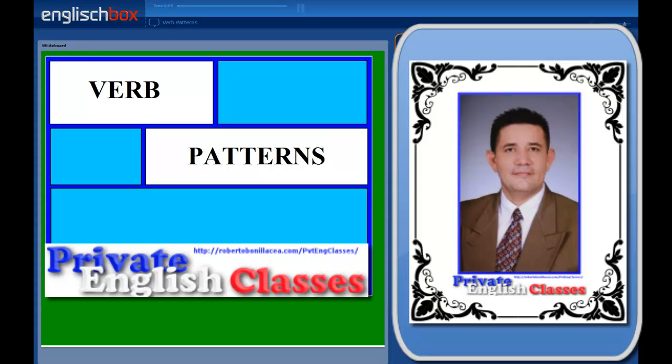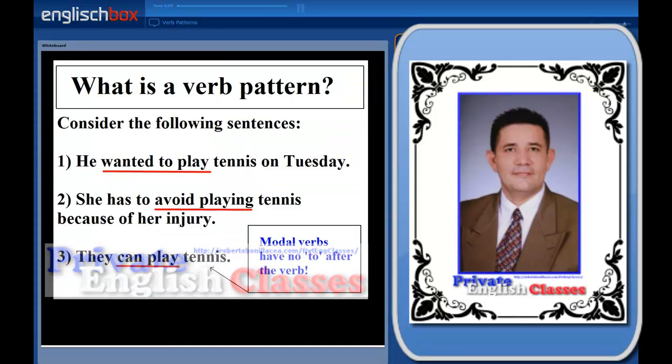Today we are going to discuss verb patterns. But what is a verb pattern? Well, on the slide in front of you, you can see three different sentences. Sentence number one is, he wanted to play tennis on Tuesday. Sentence number two, she has to avoid playing tennis because of her injury. And sentence number three, they can play tennis.